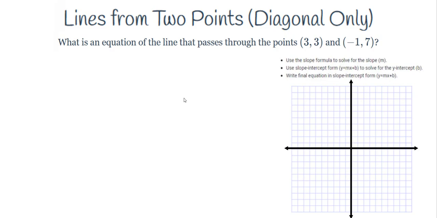Lines from 2 points, diagonal only. What is the equation of a line that passes through the points (3, 3) and (-1, 7)?